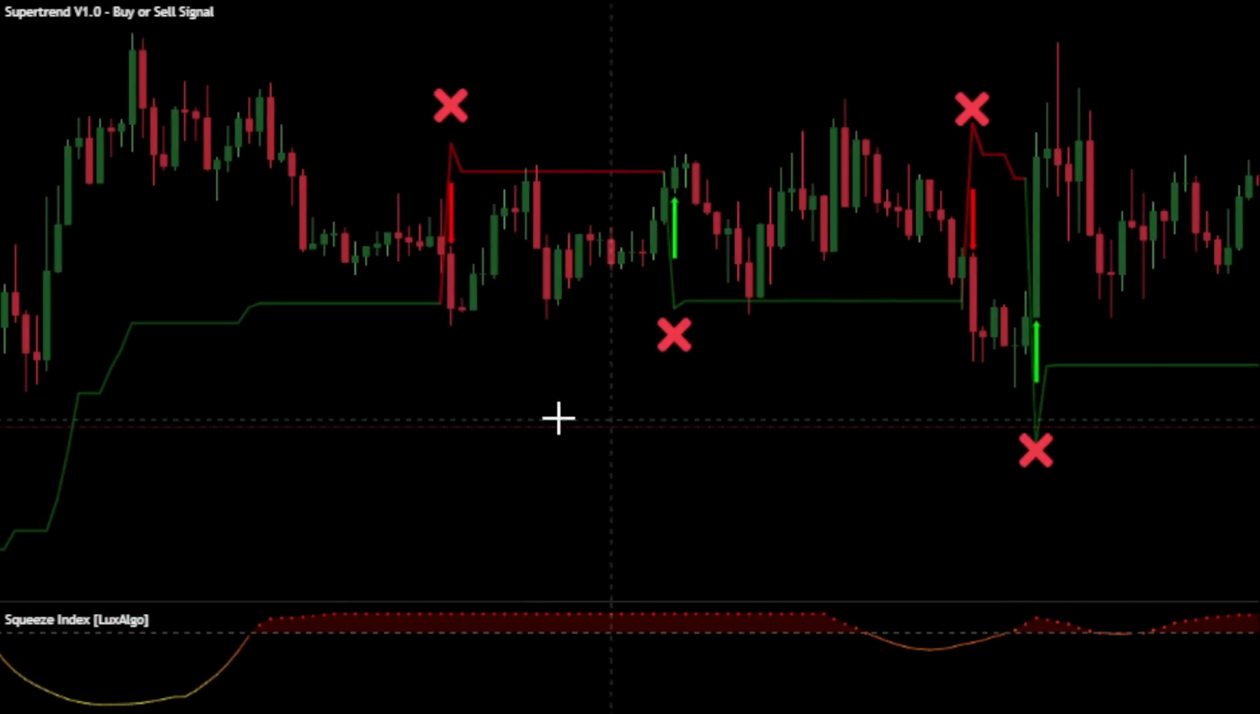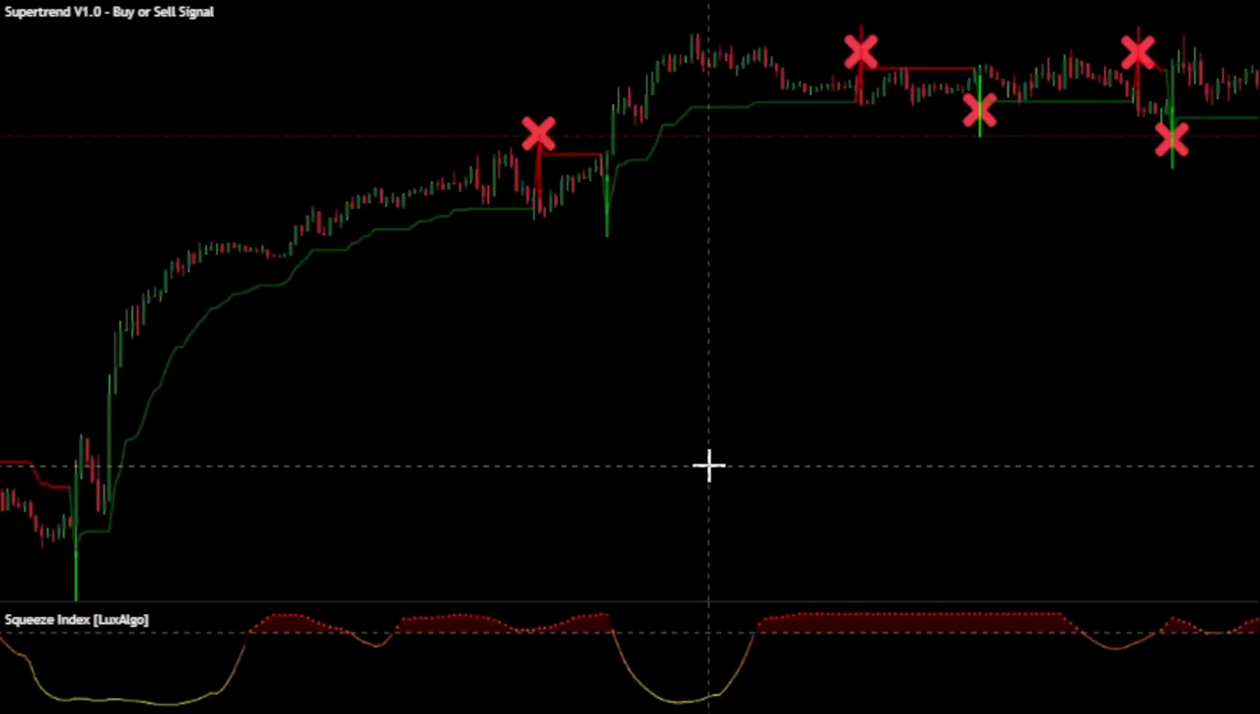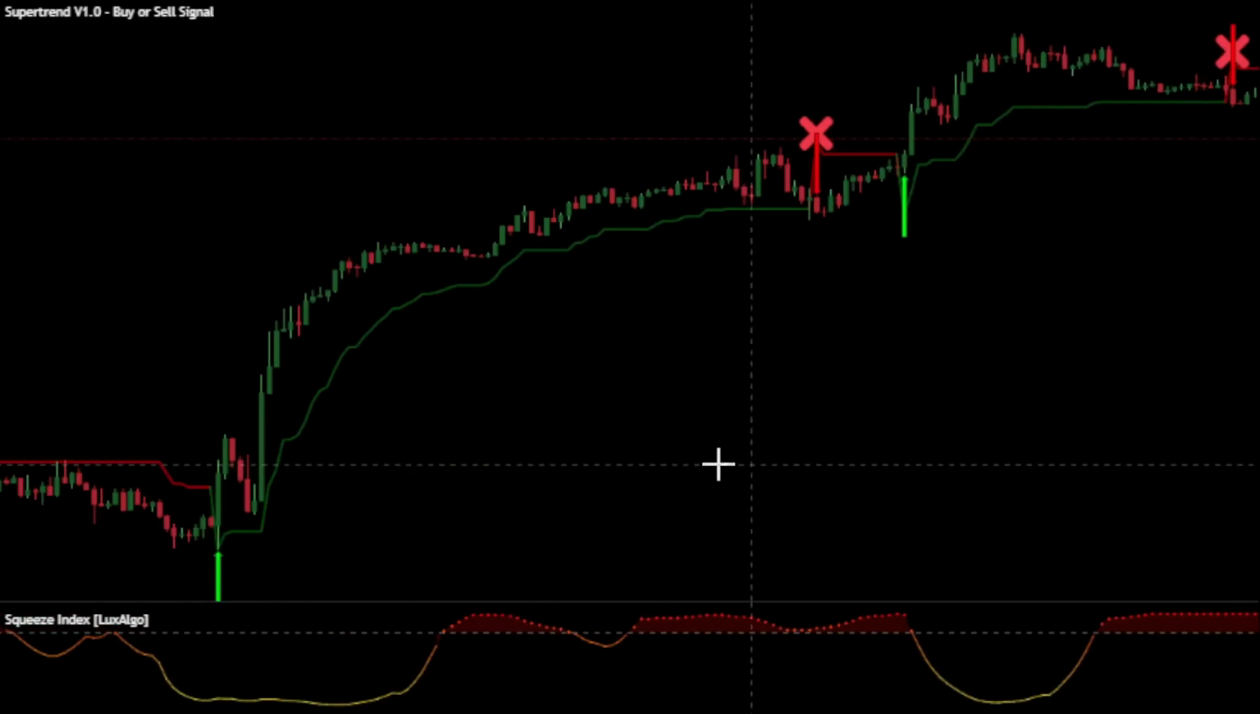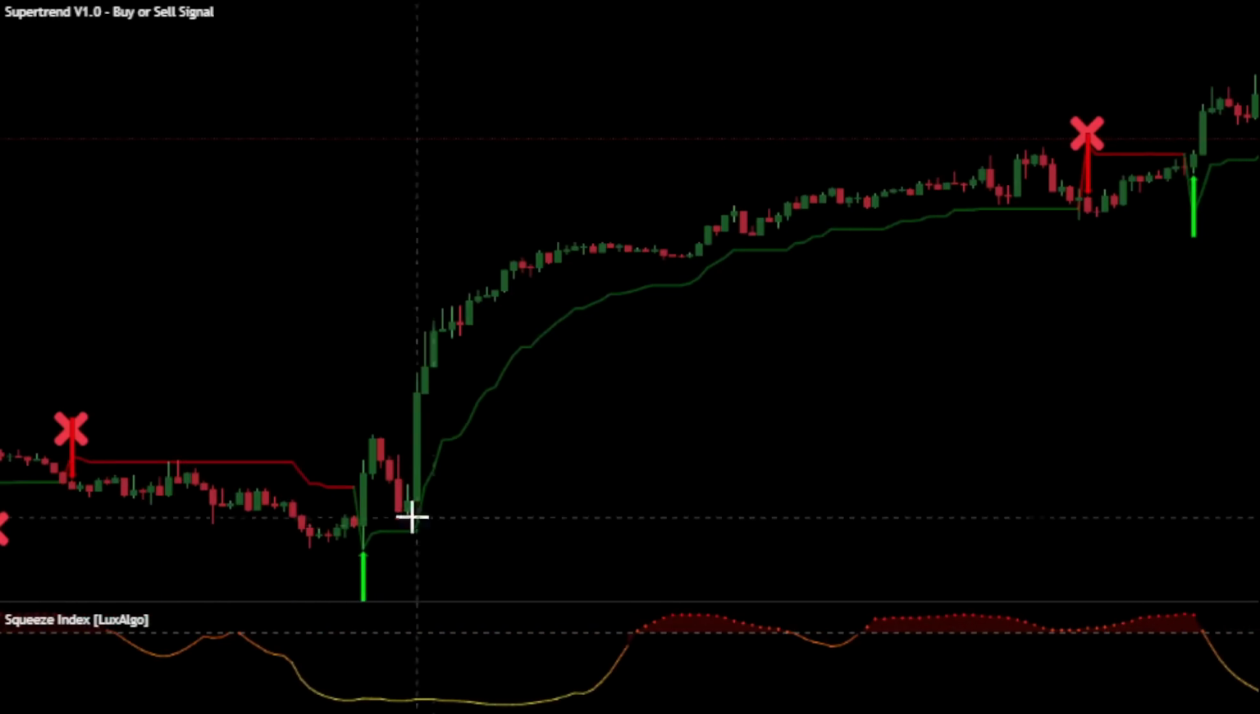When the indicator is above the 80 line, it means that we are in a sideways market where the market is not going to have big movements, so we avoid this type of trading. But when the indicator is below the 80 line is when we are in a more volatile market, so we will take the trades when the supertrend signal occurs when the indicator is below the 80 line of the Squeeze Index.